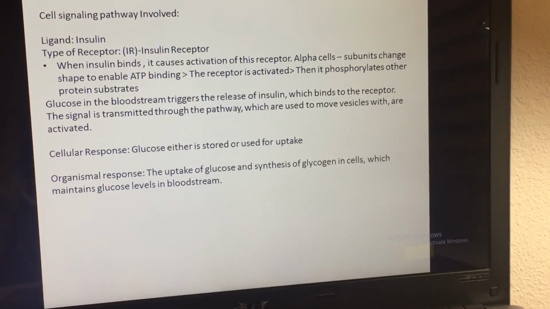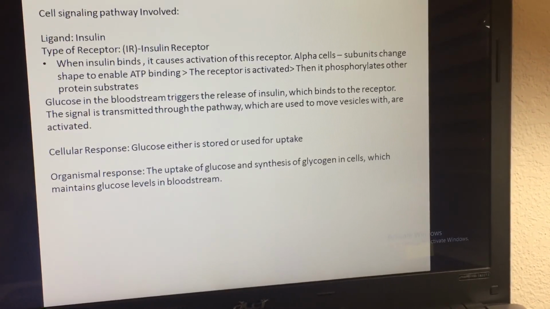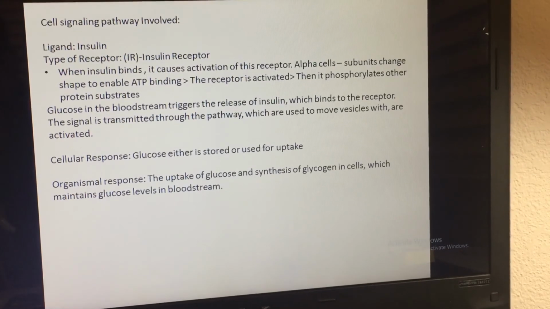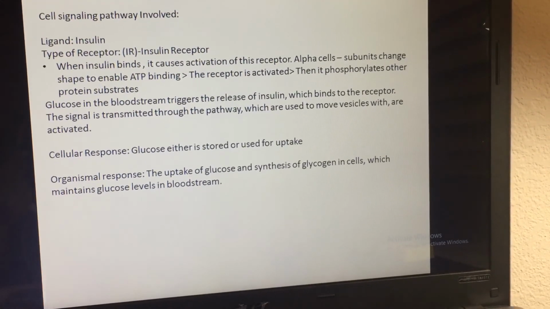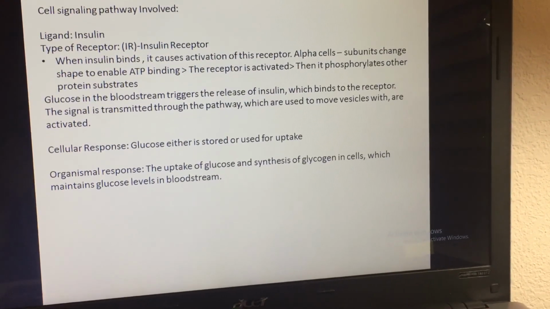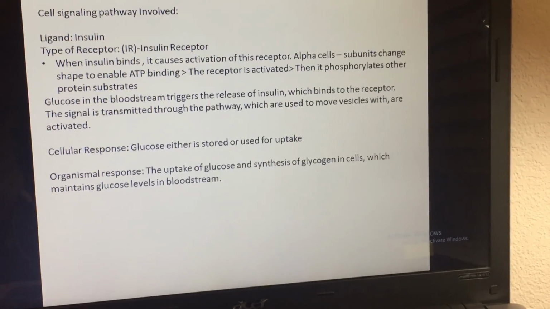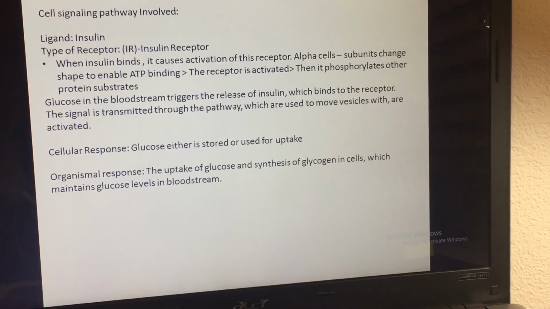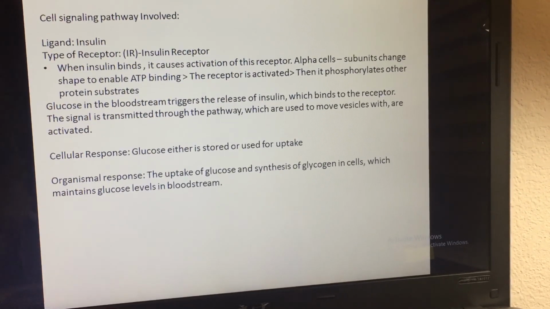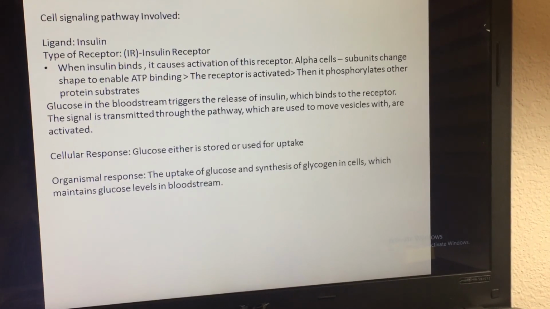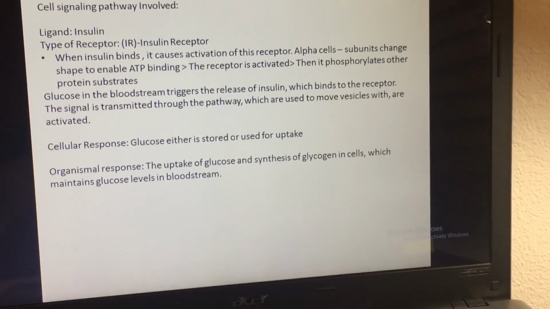The cellular response is that the glucose that enters the cell is either stored or used for uptake to be converted for energy. The organismal response is that glucose is being taken up through the cells with the help of insulin, and it can maintain glucose levels in the bloodstream and the energy in your body.